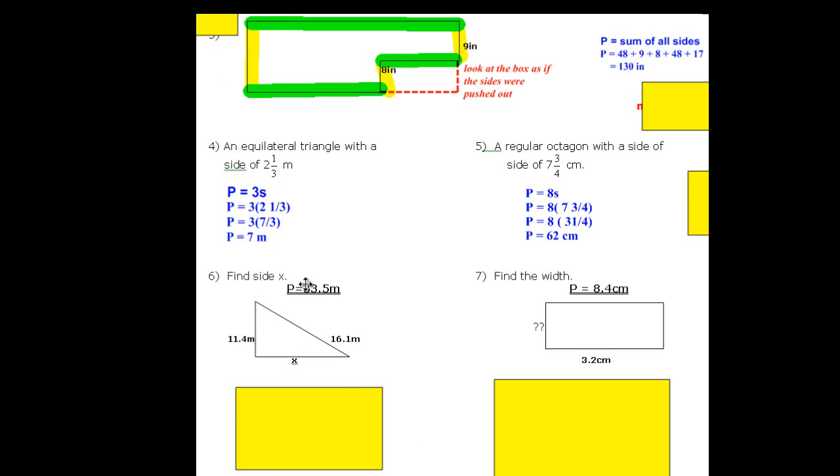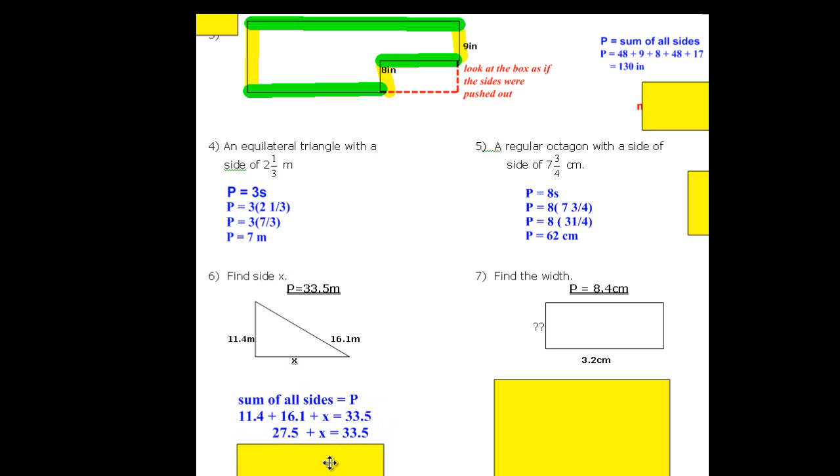They want you to find the x here. So I'm going to say I know that the sum of all sides is the perimeter. I know that 11.4 plus 16.1 plus x is 33.5. So then I can just solve for x.